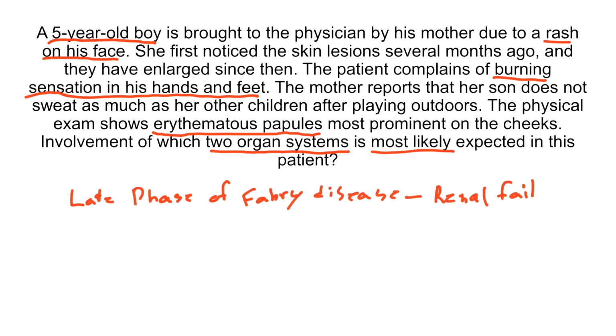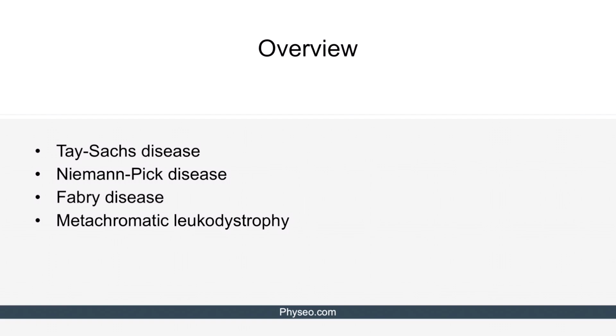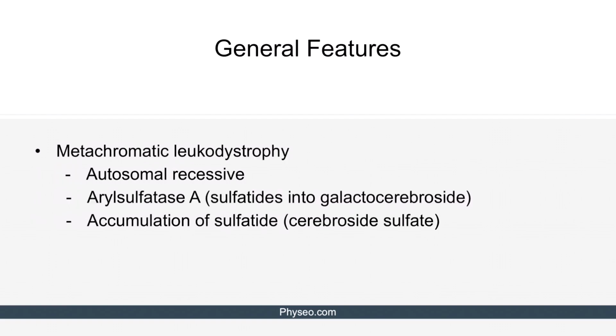As we discussed in one of the previous slides, the late phase of Fabry disease is characterized by renal failure and cardiovascular disease. Therefore, these two organ systems will most likely be affected in this patient. All right, now let's move on to our final topic, metachromatic leukodystrophy. This is an autosomal recessive disease caused by an aryl sulfatase-A deficiency.